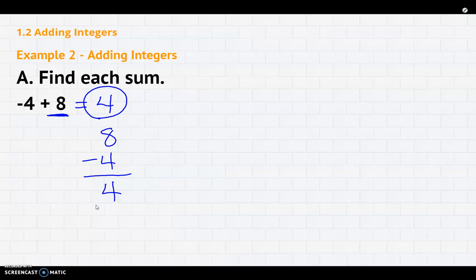And you could think about it as degrees. So sometimes temperature helps us understand adding integers. So let's say it's the dead of winter and it's -4 degrees outside. It's very cold, but it warms up 8 degrees. You would expect now that the temperature is above 0. In fact, it's 4 degrees above 0. So sometimes thinking about it as temperature can help us understand it a little better.